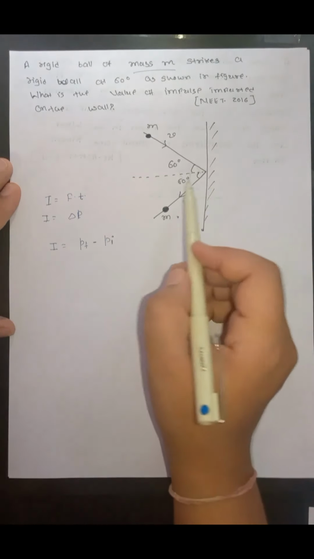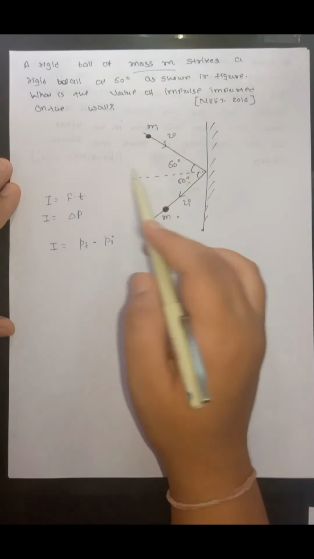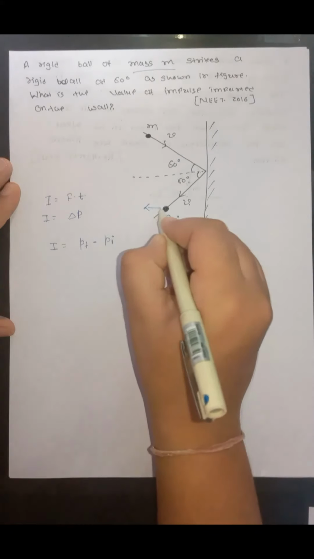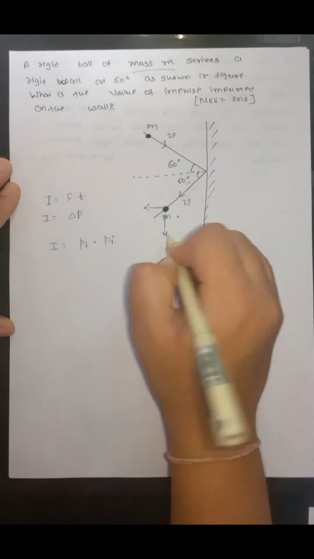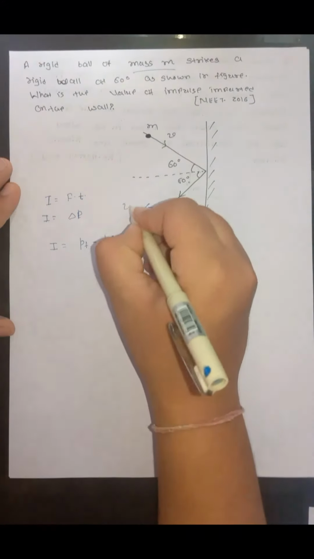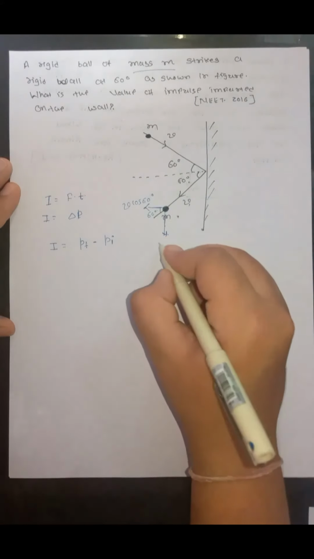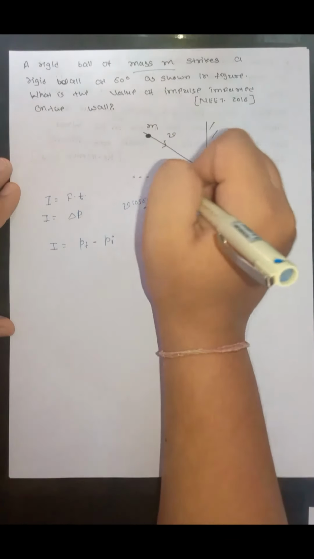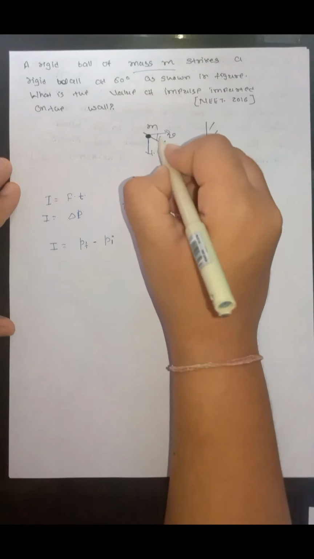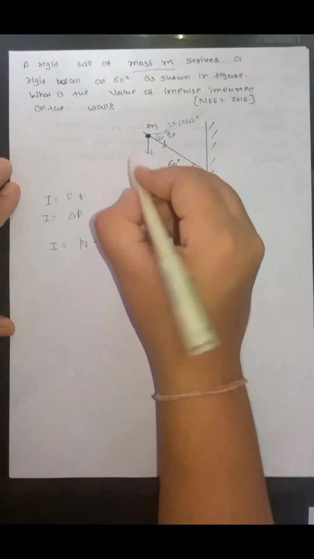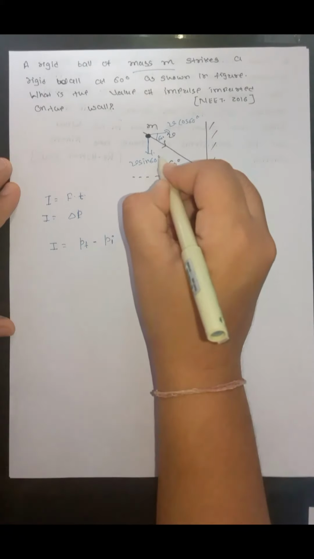For that we have to divide this velocity component into two parts. This component of final velocity is divided into horizontal and vertical parts. This angle is 60 degrees. So this component will be V cos 60 degrees and this component will be V sin 60 degrees. In the same way, dividing the initial velocity, this angle will be 60 degrees. So the horizontal component will be V cos 60 degrees and the vertical component will be V sin 60 degrees.